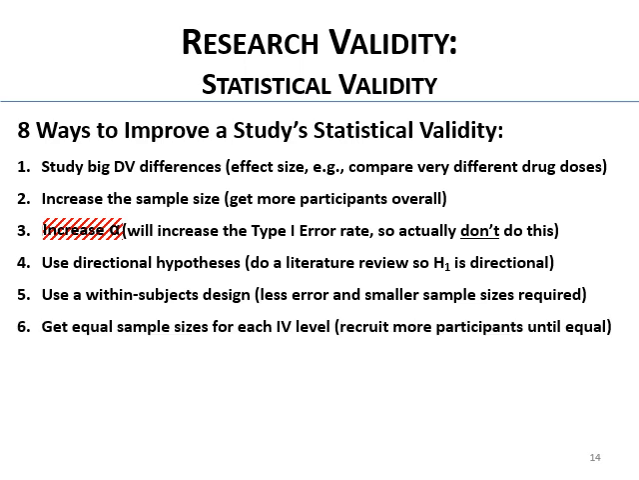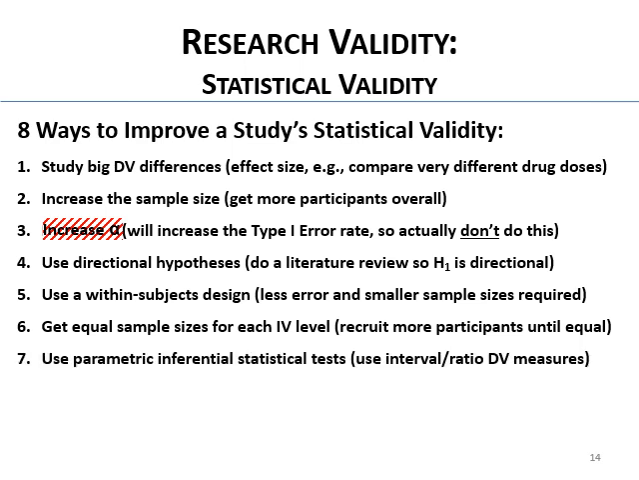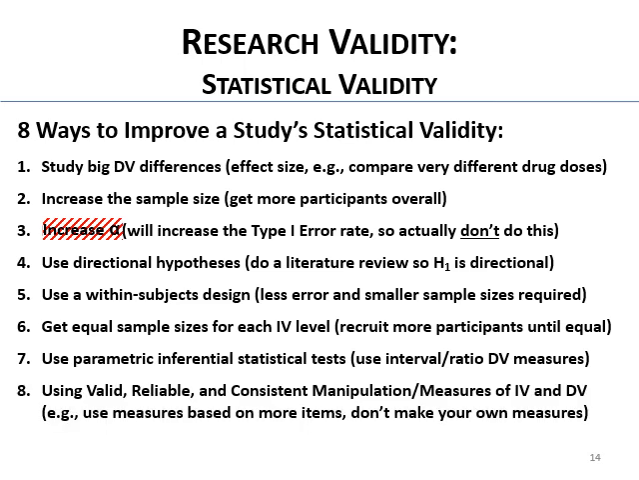Number 6, you can get equal sample sizes for each level of the IV. Again, it's better to have equal sample sizes in the levels of the IV. So 30 in each group, not 50 in one and 30 in the other. It's better to keep getting folks till you have equal groups. Use parametric tests. That's why we cover them in the class. They're more powerful. So if you can, use a parametric statistical test instead of a non-parametric one.